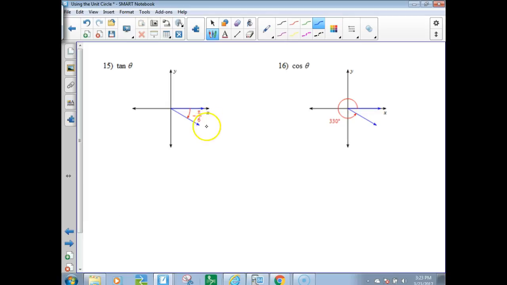Negative pi over 6. That point there is... okay. We have to do sine over cosine. Negative 1/2 over square root of 3 over 2. All right, now our answer is going to be negative 1 over the square root of 3, but we have to rationalize it to negative square root of 3 over 3.